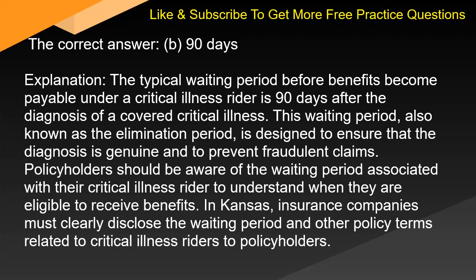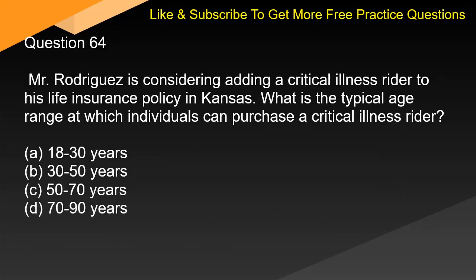In Kansas, insurance companies must clearly disclose the waiting period and other policy terms related to critical illness riders to policyholders. Question 64. Mr. Rodriguez is considering adding a critical illness rider to his life insurance policy in Kansas. What is the typical age range at which individuals can purchase a critical illness rider? A. 18 to 30 years. B. 30 to 50 years. C. 50 to 70 years. D. 70 to 90 years.